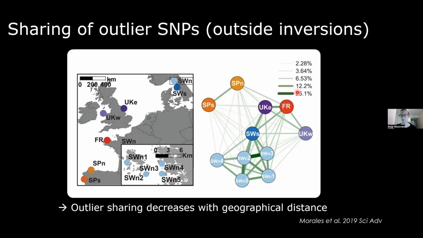But then if you compare geographically distant locations, for example, Spanish and Swedish locations, or at least some of the British and the Swedish locations, then you can see that the lines are thin and there is less sharing of outliers between those geographically distant places. So what we can see here is that if populations are close in space, we still have a high sharing of outliers, consistent with the first small scale part. But if we look at large geographical distances, sharing decreases.